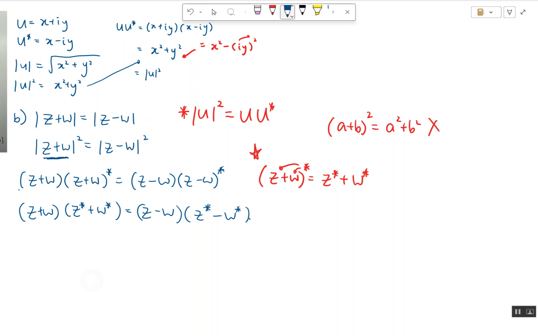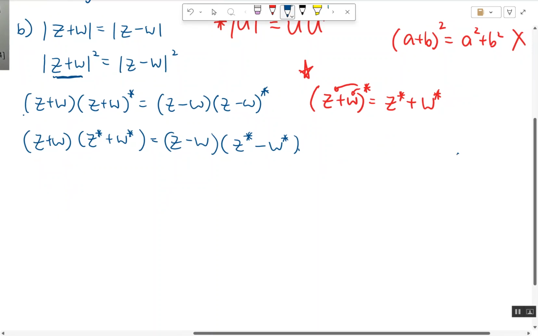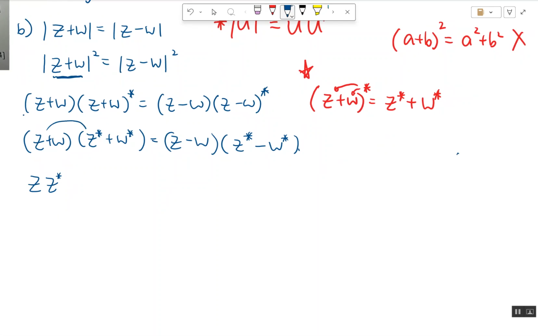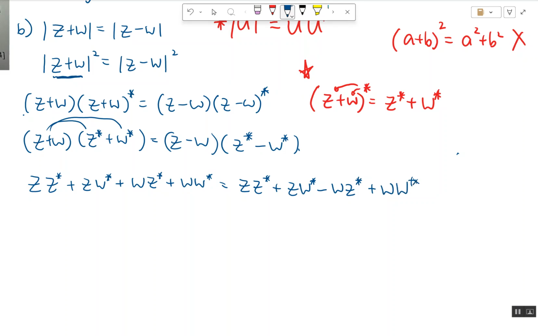All I need to do now is to expand everything in this component. So I will have zz star, so do it carefully, this way as well as this way, plus zw star plus wz star plus ww star, is equal to the right hand side, I'm going to open it as well. zz star plus zw star minus wz star, plus ww star. So when you do this, then you will realize that, in fact, I think this is a minus. Okay, let's do it properly. Let's see this multiplied by this, and this multiplied by this. Yes, so this is a minus.